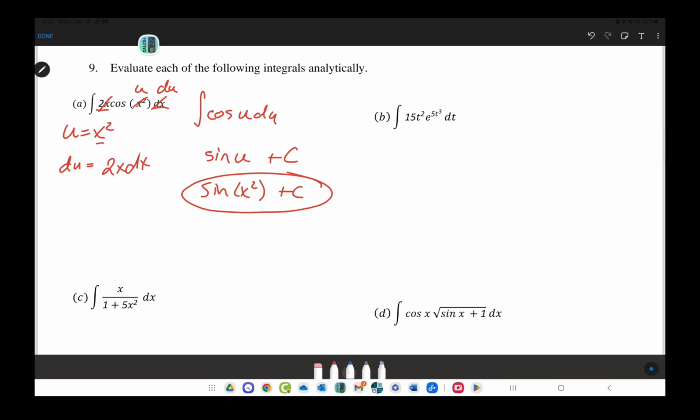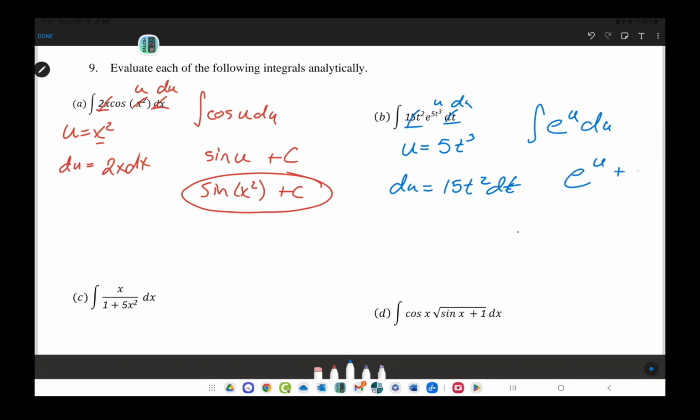What am I substituting in for part B? u is 5t cubed, which means du is 15t squared dt. So that gets replaced with u, and we have the integral of e to the u du, which is e to the u plus c, which gives me e to the 5t cubed plus c.